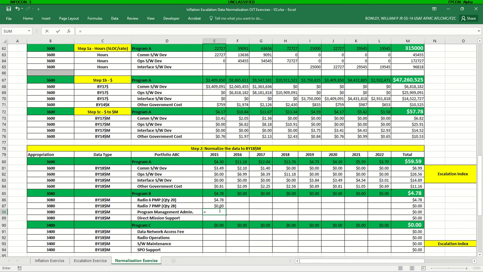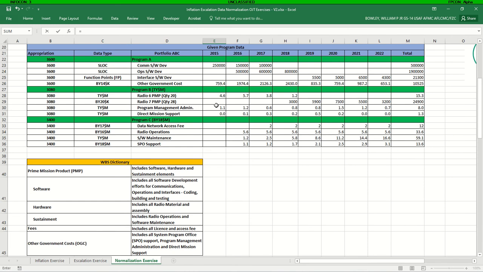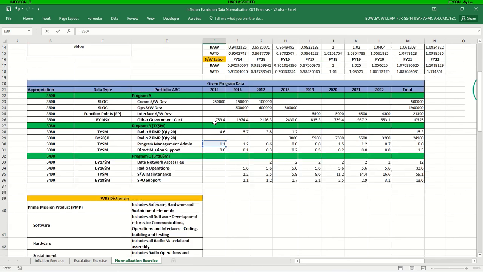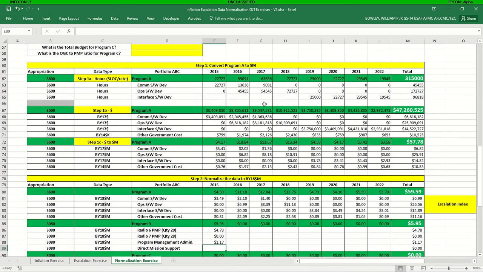Okay, and the next one is Program Management Administration, PMA. Again, this one's in then year dollars and 3080. So we're going to divide 3080 FY15 weighted index. Again, for then year conversions, we want to use the index from the year in which the dollars are presented. So we're going to let that slide.